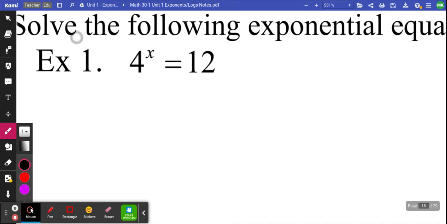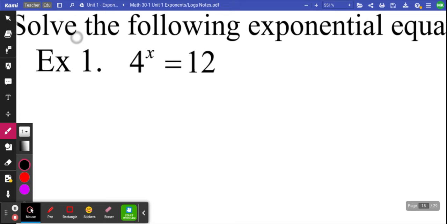My recommendation was make that like bases. You can't, right? I can't rewrite 12 as 4 to the power of something. I could rewrite 4 to be 2 to the power of something, but I still can't do 12 as 2 to the power of something. So I can't do like bases. When you can't do like bases, you're going to have to use logs.